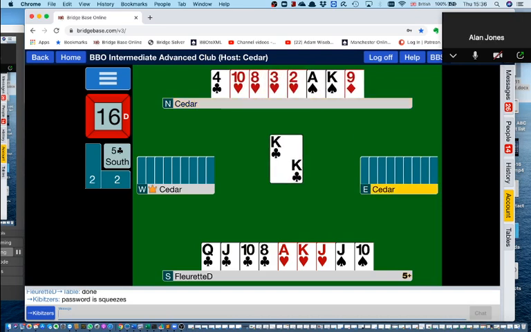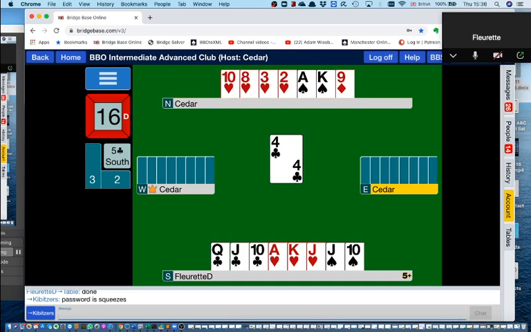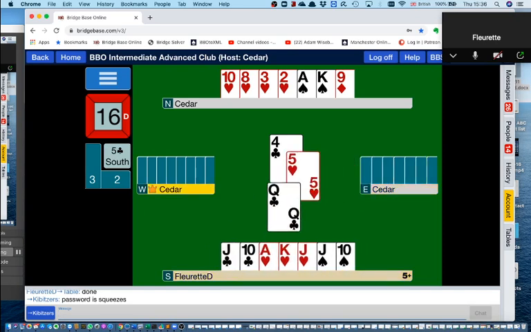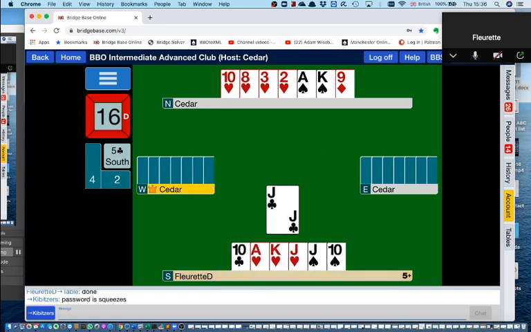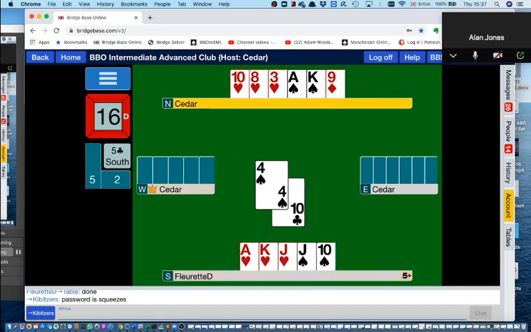What shall I play? Trying to work out what these should play. I think so, because I want to play them all off.